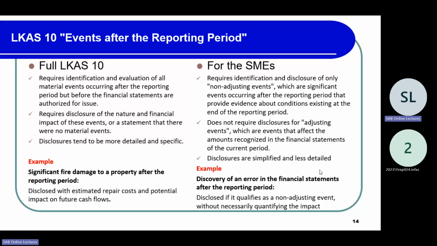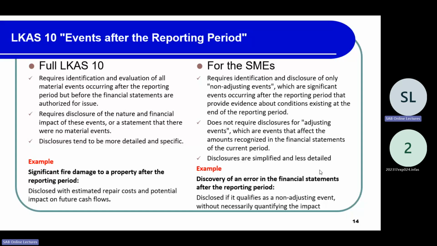How can the full case be used after the reporting period? The full case requires identification of all material events occurring after the reporting period but before the financial statements are authorized for issue. It also requires disclosure of the nature and financial impact of these events, or a statement that there are no material events. And the disclosures tend to be more detailed and specific. For example, I mentioned here significant fire damage to property after the reporting period; they should disclose with an estimate of repair cost and potential impact on future cases.